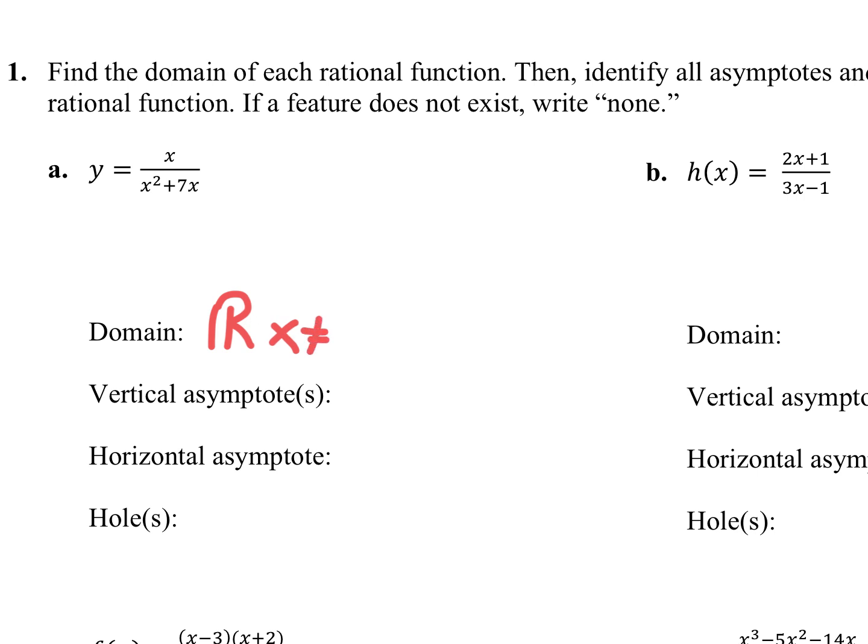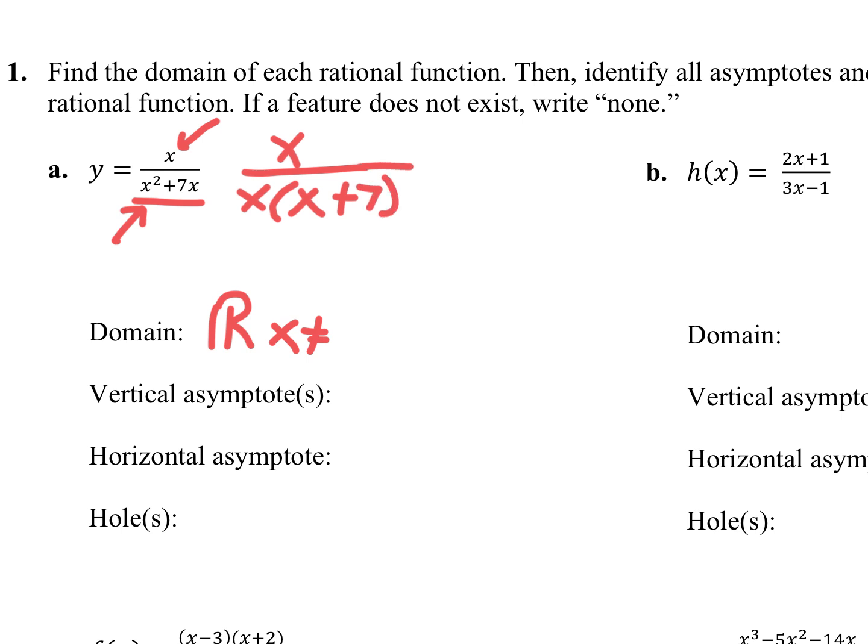X cannot be what? Well, do you mind if the top is 0? No, it's okay if the top is 0. Do you get that the bottom can't be 0? Because if you divide by 0, it's undefined. So I'm going to have x on the top, and I'm going to have an x here factored out of the bottom, because if you can factor it, you should. And an x plus 7 left.